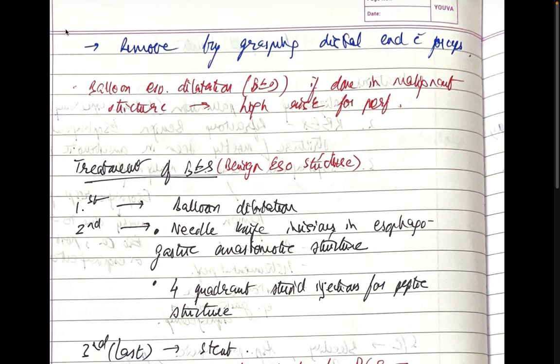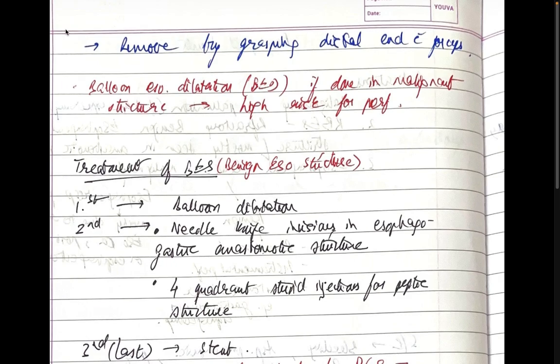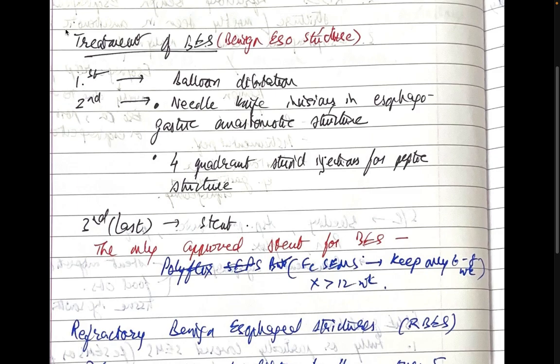Balloon esophageal dilatation is usually not done in malignant stricture because there's a high risk of perforation. Treatment of a benign esophageal stricture: first, we try balloon dilatation. Second option, if it doesn't work, is needle knife incisions in esophagogastric anastomotic strictures. You can even put 4-quadrant steroid injections for a peptic stricture, and the last option would be a stent. FC SEMS are used, but they're kept only for 6 to 8 weeks and definitely not more than 12 weeks.